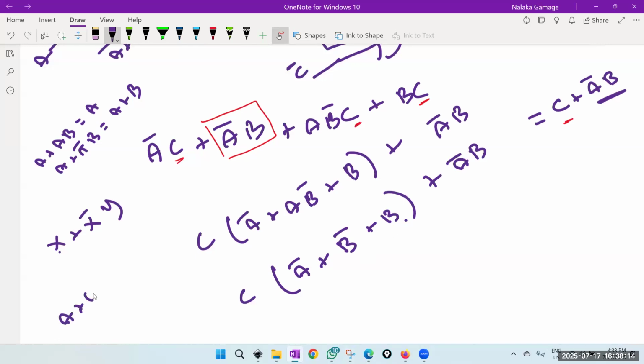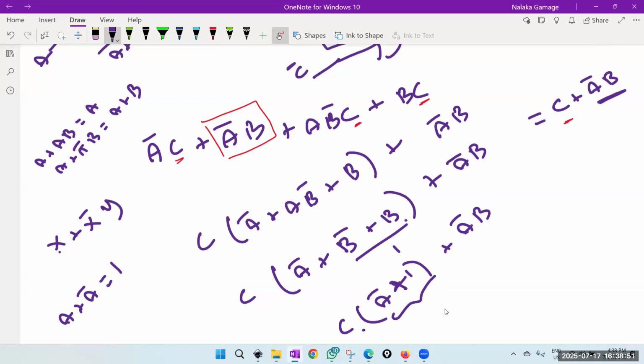Remember, A plus A bar is 1 because either this is true or this is true. When this is true, this is true. When this is false, this is true. True or false is also true. So therefore, this is 1. So C dot A bar plus 1 plus A bar B. And 1 plus something in all logic, when something is always true, the final result is always true or 1, because true or something is true. Even true or false is true. True or true is true. So therefore 1 plus something is always 1. So this is 1 or true.